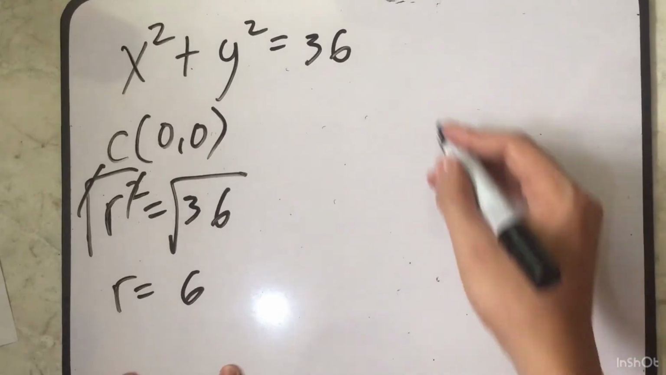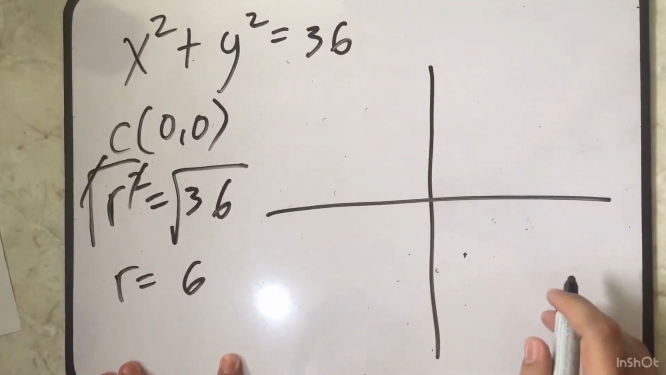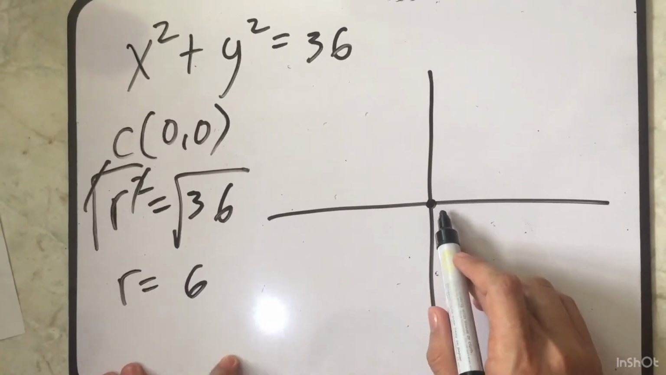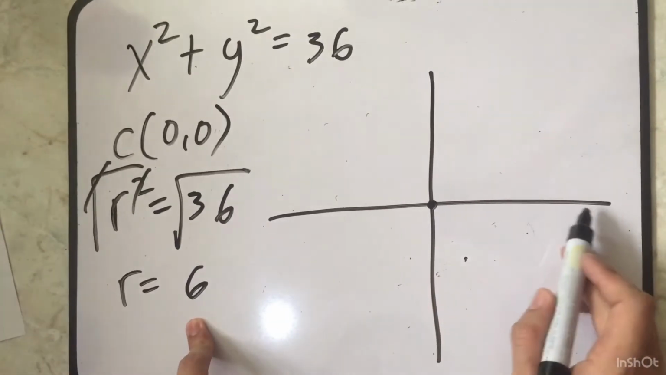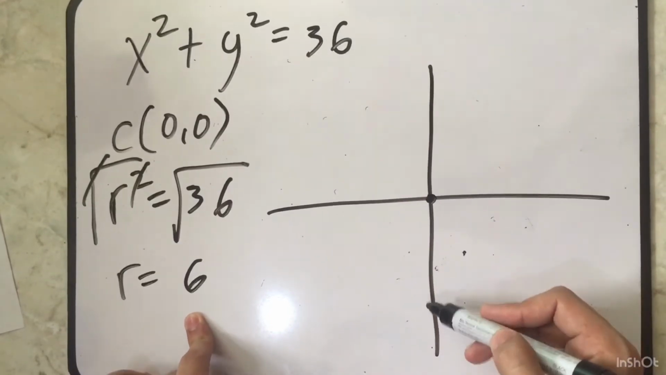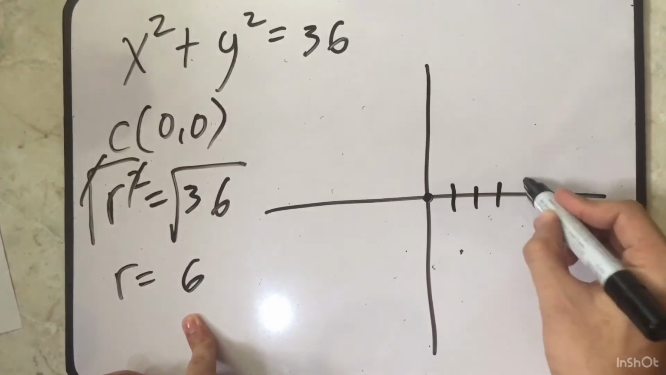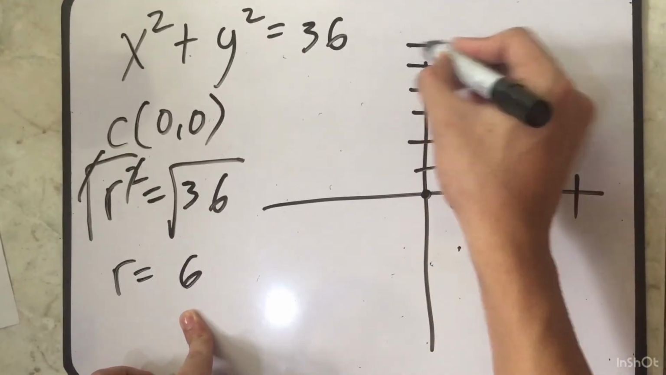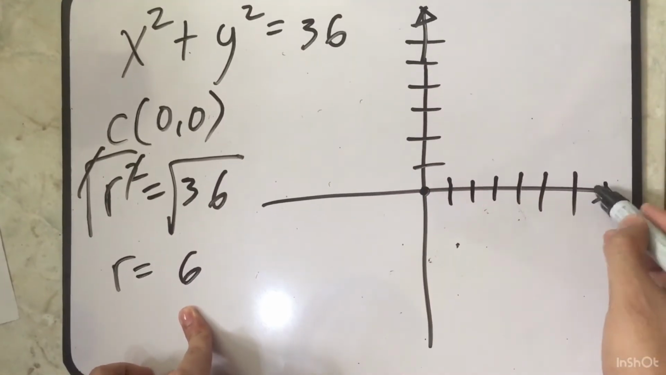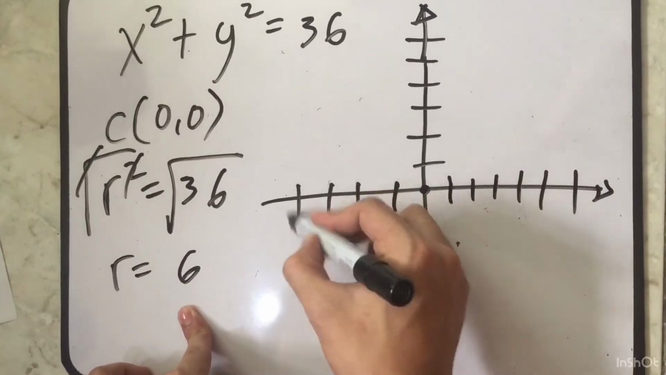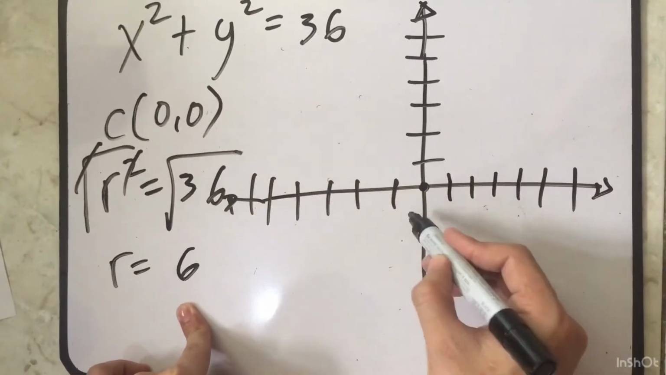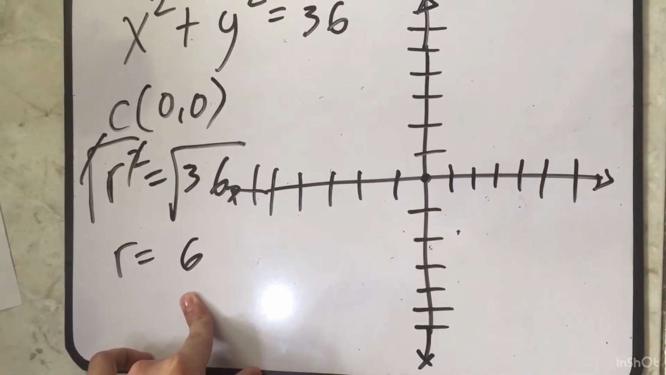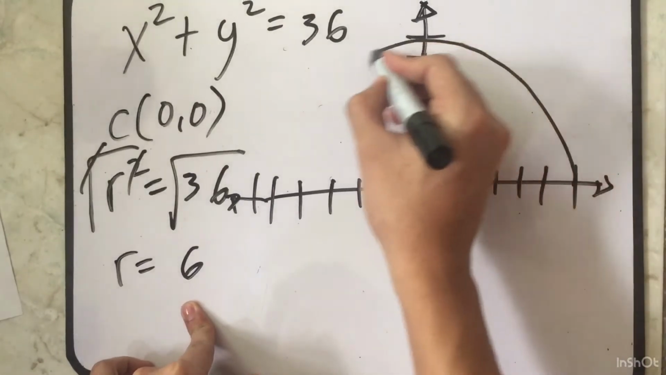So let's try to graph. The graph looks like this. We have center at (0, 0). So from the center, we're going to count 6 units to the right, upward, to the left, and downward. So 1, 2, 3, 4, 5, 6. And so on for each direction. So our circle looks like this.